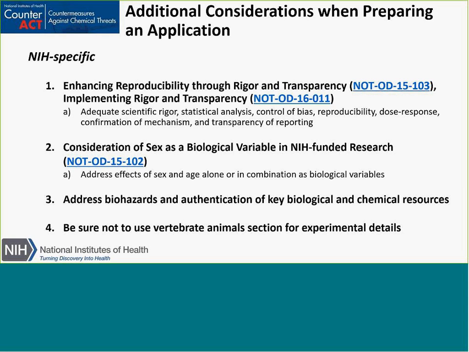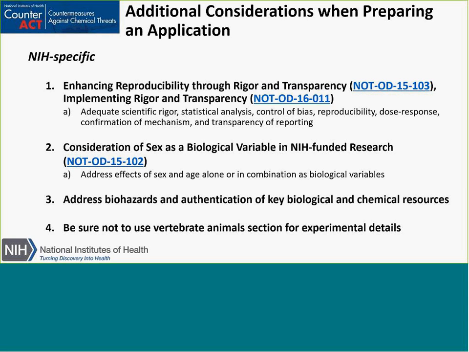Be sure to address biohazards, containment and disposal of, as well as authentication of key agents used in your research, including the chemical threat agent. Purchasing something from Sigma or another supplier is not sufficient. You need to run an analysis to verify the identity and purity of key compounds. The emphasis here is on key agents and does not include minor reagents and buffers.